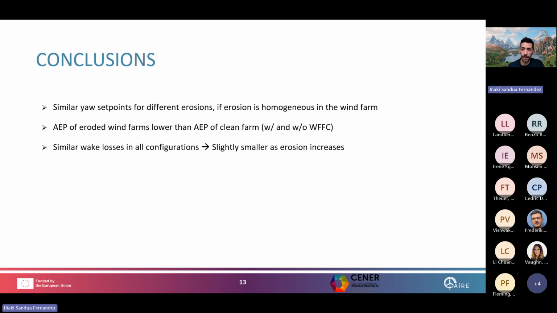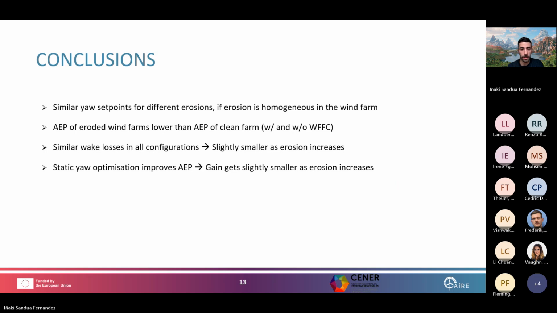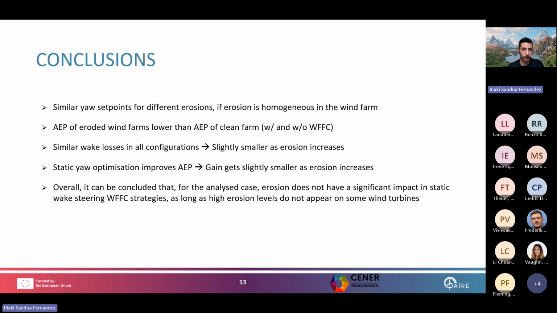The wake losses in all erosion configurations are kind of similar, but it's also true that it gets slightly smaller as erosion increases, and in consequence, the strategy optimization AEP improvement gets also slightly smaller, although as we have seen, their numbers are more or less similar. So all in all, we can conclude that for the analyzed case, erosion does not have a relevant or significant impact on static wake steering wind farm flow control strategies, as long as high erosion levels do not appear on some of the wind turbines in the wind farm.